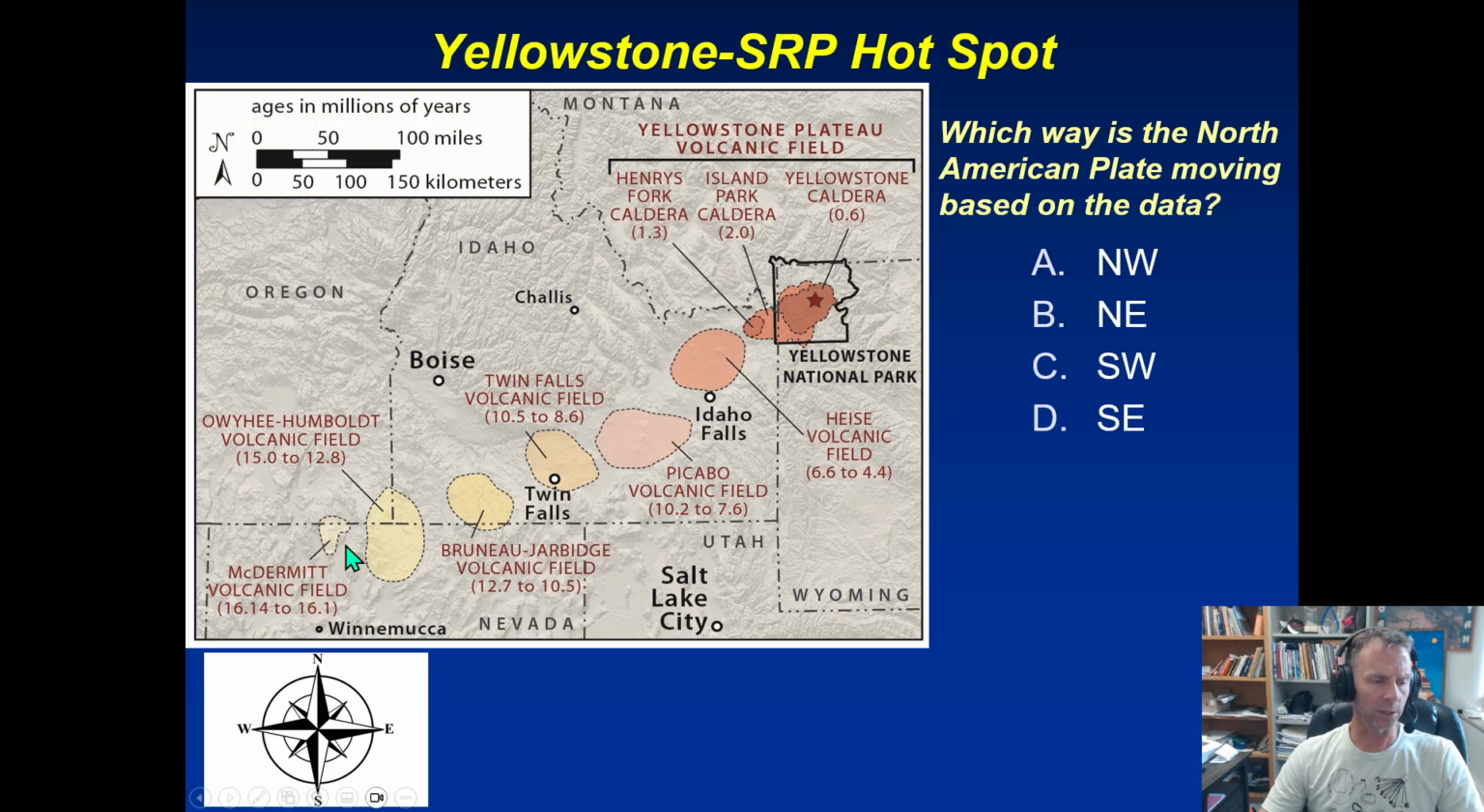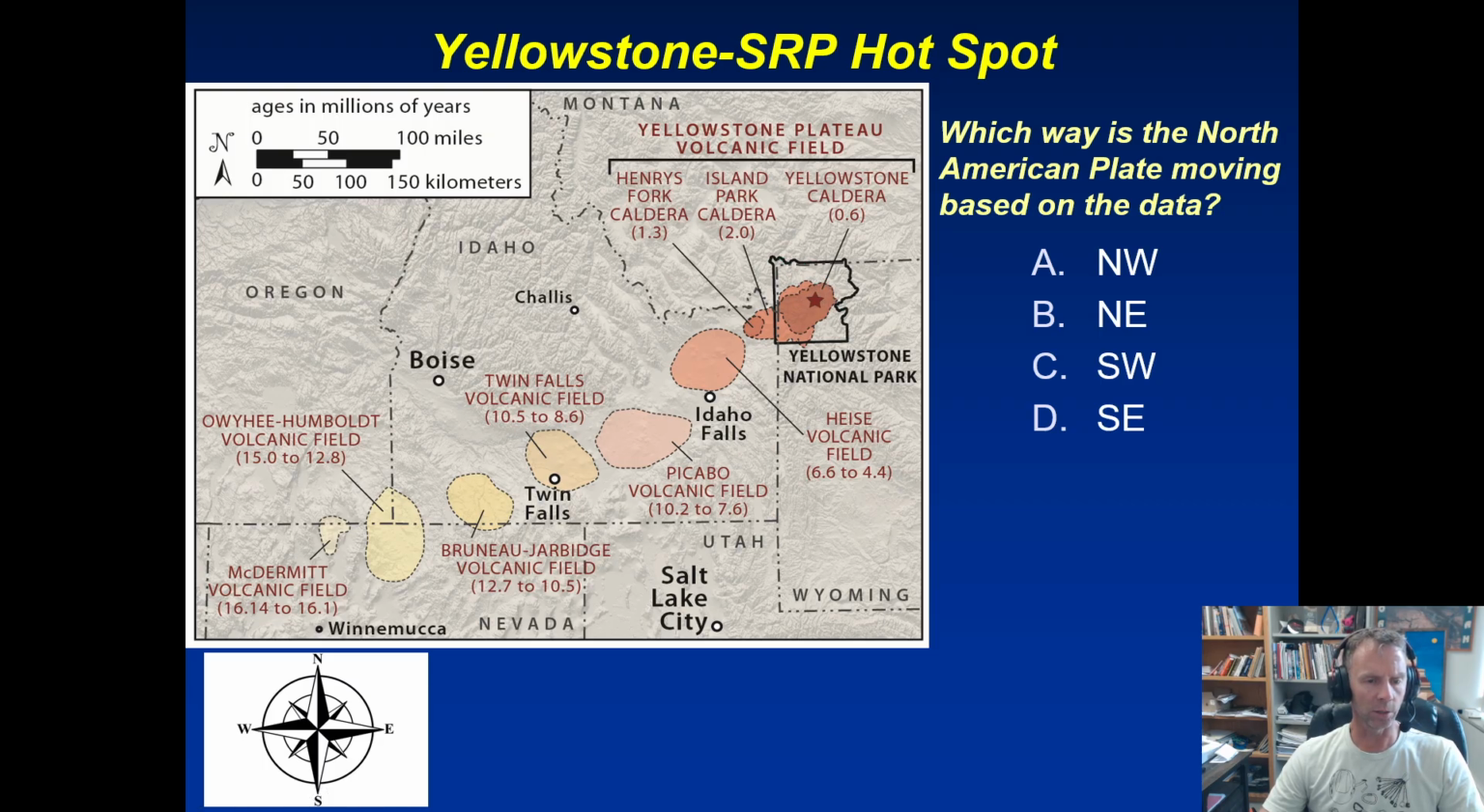And across southern Idaho and other adjoining states, there is a progression of volcanic rocks that all have this similar chemistry. And you can see the ages of the rocks in millions of years here. So the McDermott volcanic field, right around 16 million years old. The Owyhee-Humboldt field is anywhere from 15 to about 13. Bruneau-Jarbidge, Twin Falls, Picabo, Heise, and then up to Yellowstone. So this is the Yellowstone hotspot track.